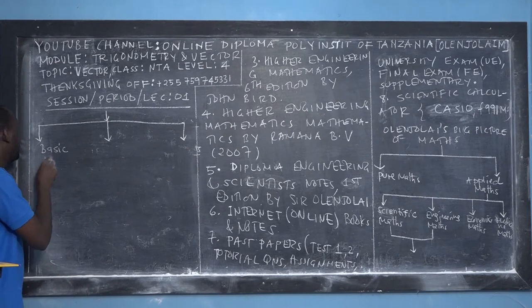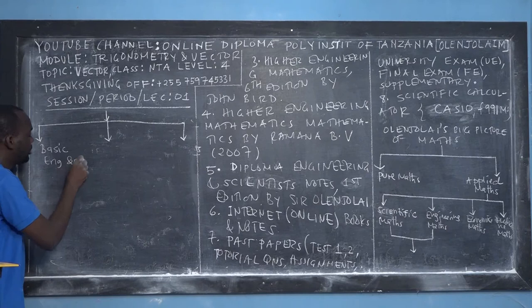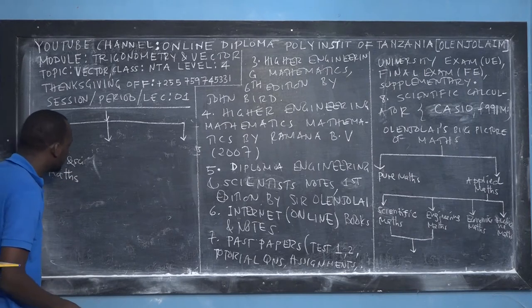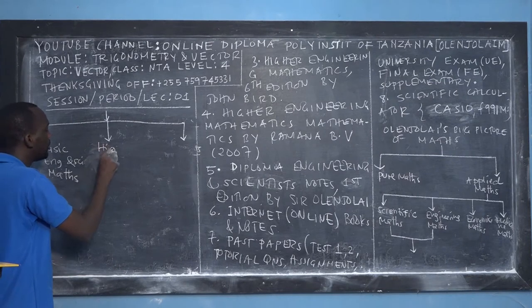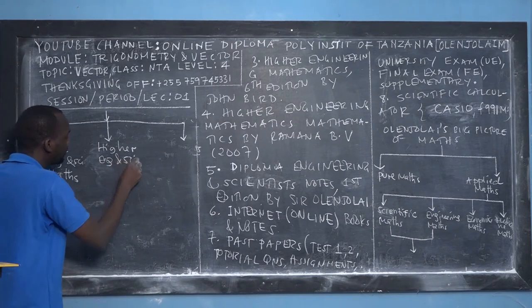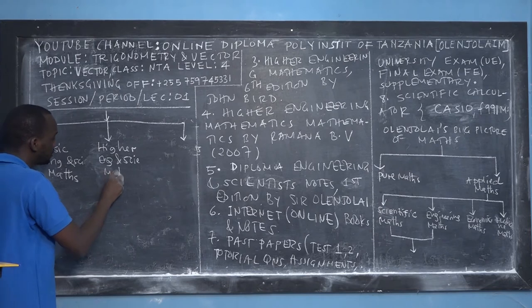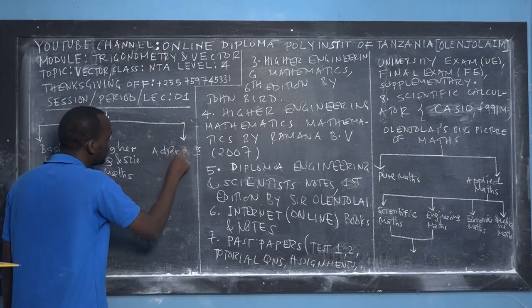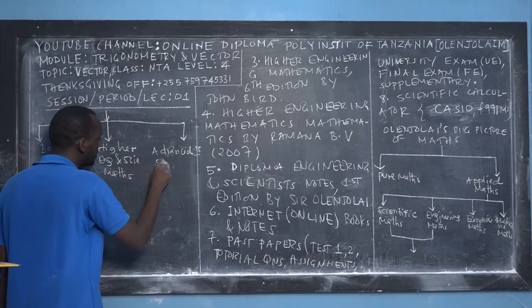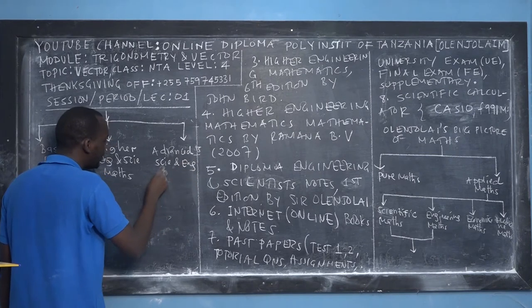We have basic engineering and scientific maths. This is one branch of engineering and scientific mathematics. Also, we have another branch here, which we call Higher Engineering and Scientific Maths. And also we have another level we call Advanced Science and Engineering Maths.